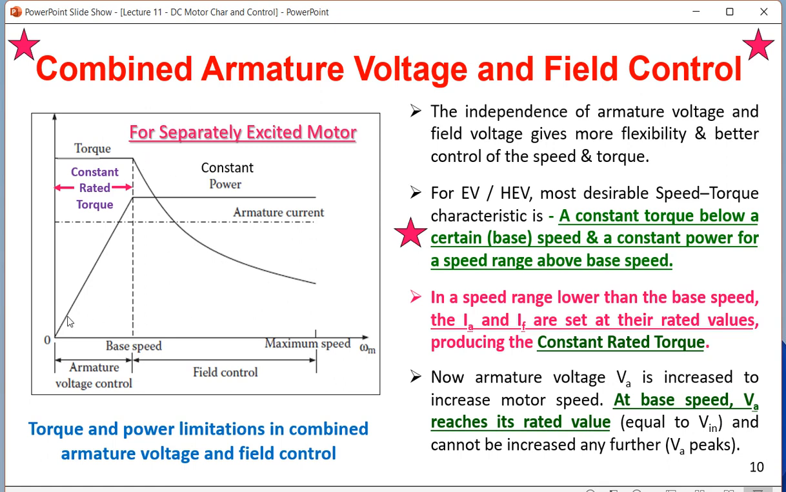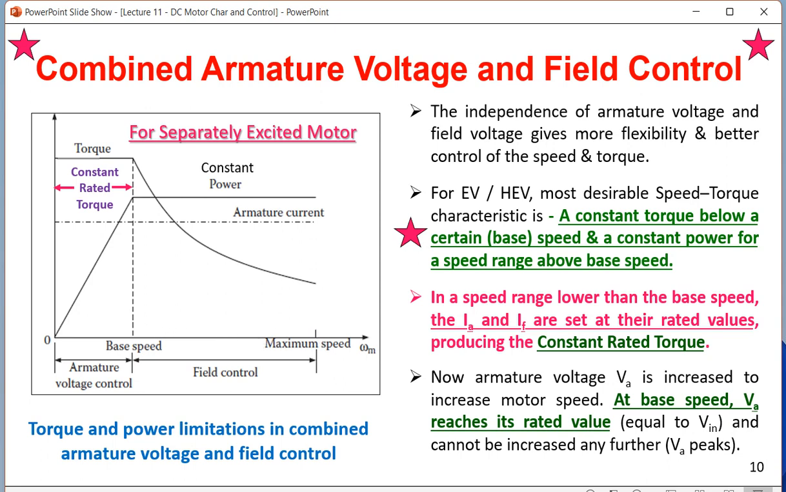So this first region is called constant rated torque. The second region is called the constant power region. Obviously, torque into speed is equal to power. So if the power is constant and torque is decreasing, that means definitely speed is increasing. I will repeat, initially the constant rated torque is there, torque is constant initially. After that comes a constant power region. Power is constant with torque decreasing, and since torque into speed is power, speed is increasing.